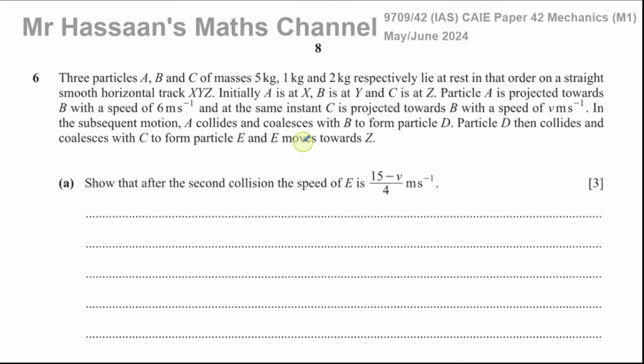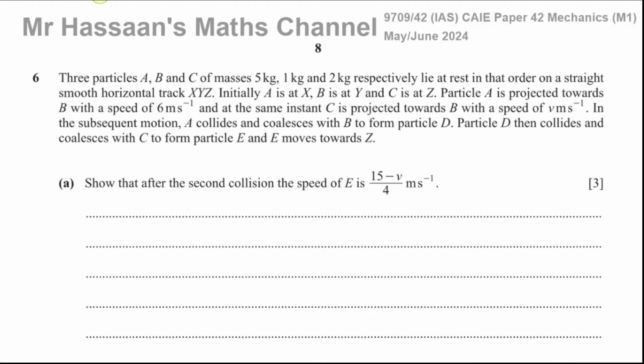This question is about 3 particles A, B, and C, which have masses 5, 1, and 2 kilograms respectively. They lie at rest in that order on a straight, smooth horizontal track X, Y, Z. Initially, A is at X, B is at Y, C is at Z.